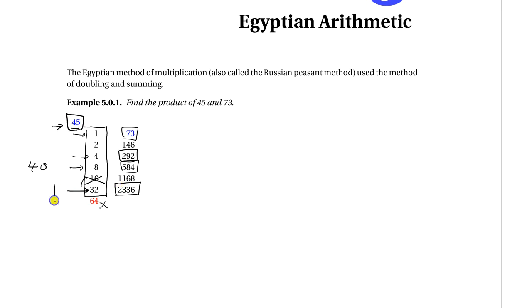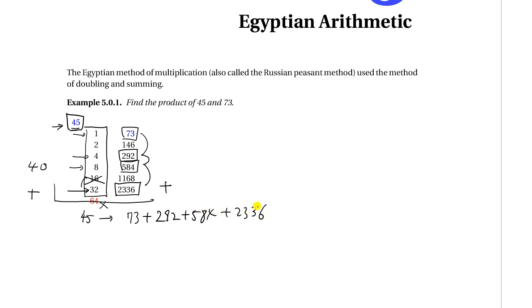So it's kind of a big summation, right? In the first column, we are adding up 1, 4, 8, 32, which makes 45. And that number matches the sum of the second column of those selected numbers. So it's going to be 73 plus 292 plus 584 plus 2336. And the total is going to be 3285 or something like that.